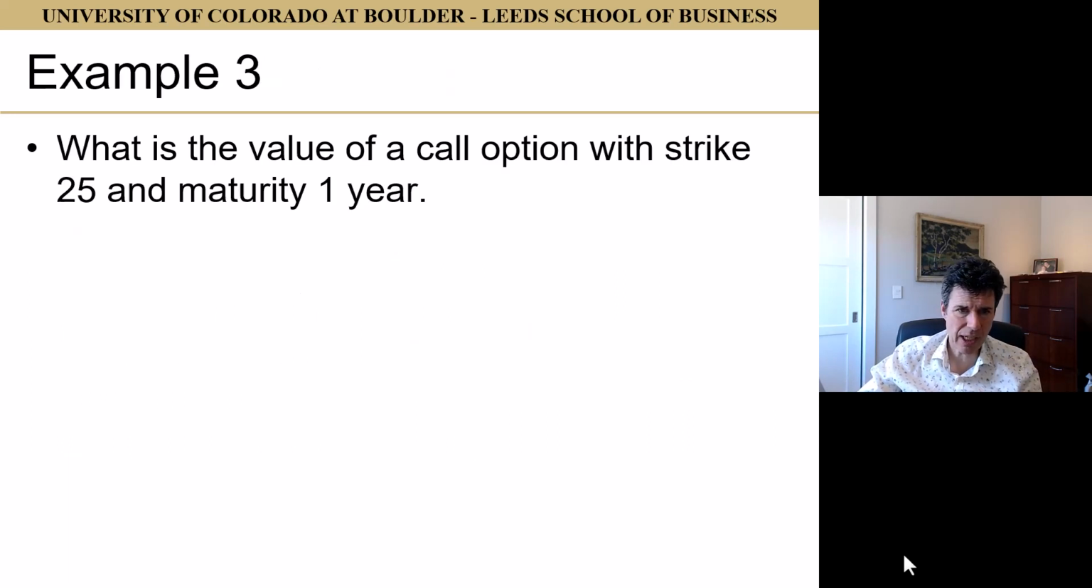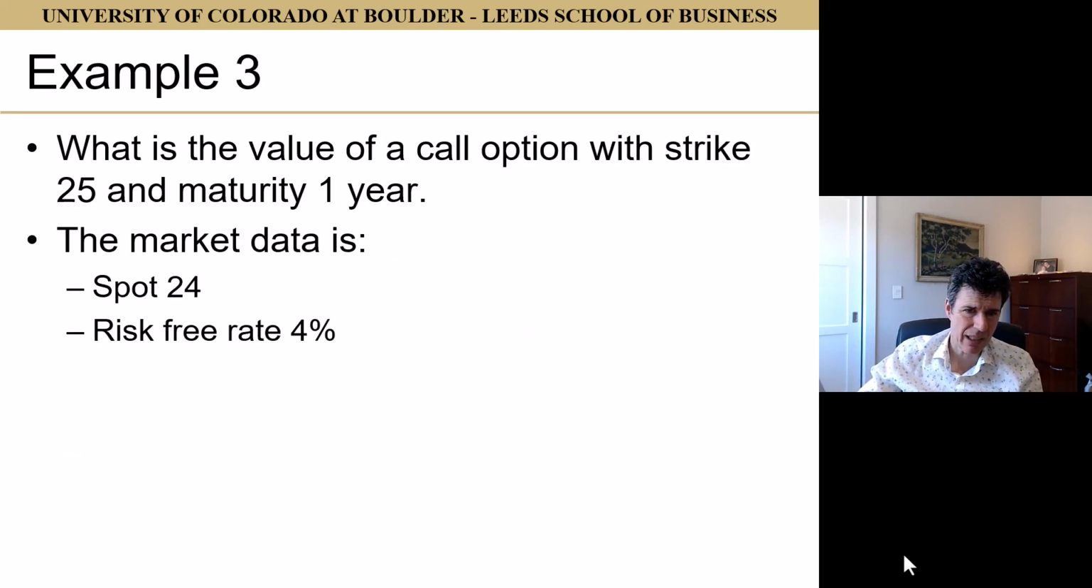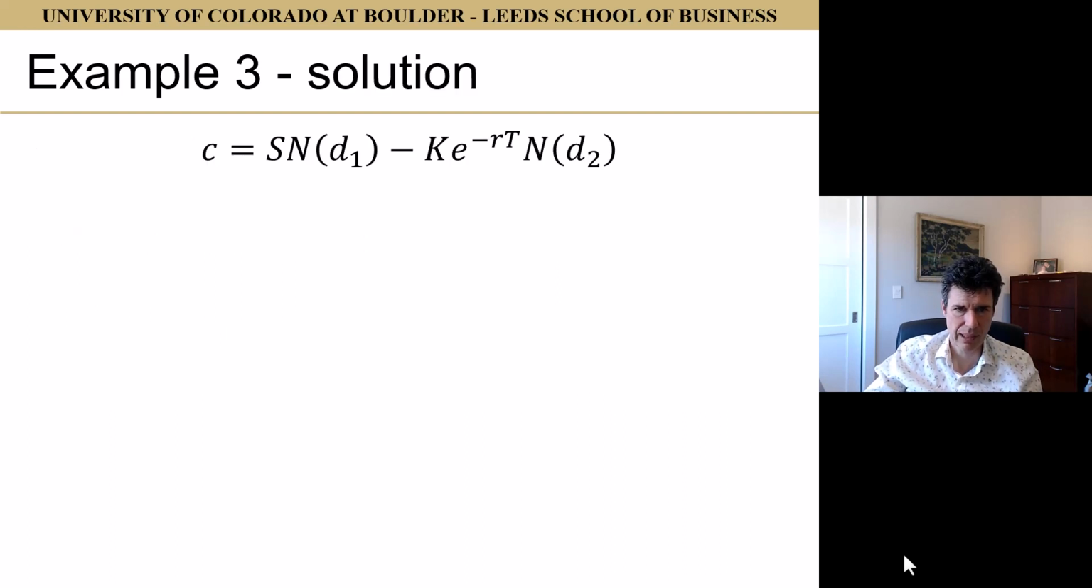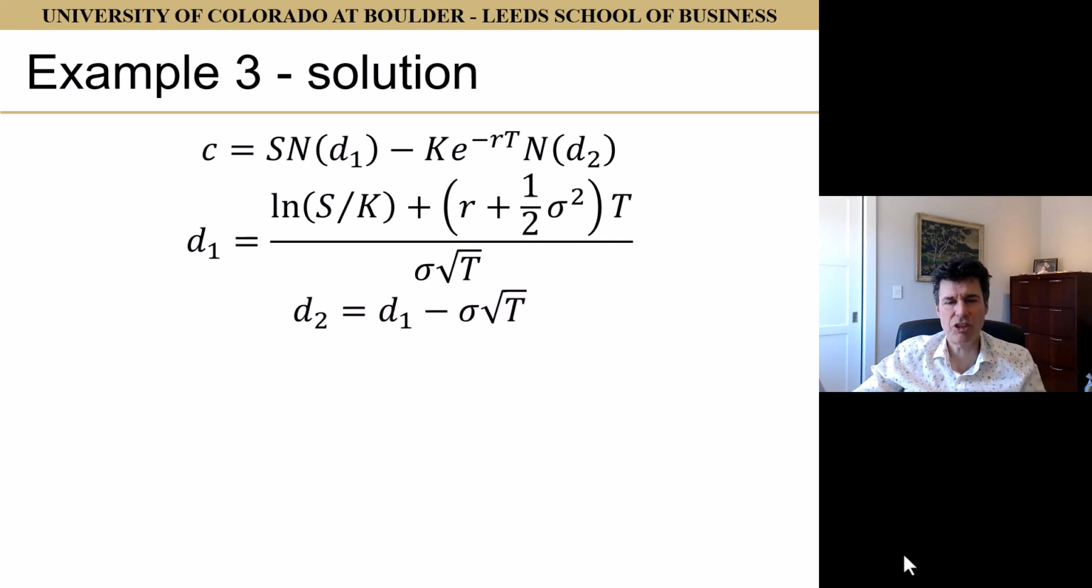Now just to finish up, it's worth being able to do this. Generally, I would build this formula into Excel as opposed to doing it on the fly, but we want to find the value of a call option with strike 25 and maturity 1 year. Market data of spot of 24, risk-free rate of 4%, volatility of 25%. So I'm going to cheat a little bit, have my formulas in front of me.